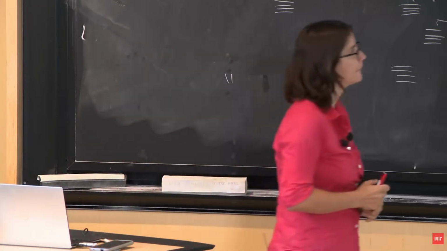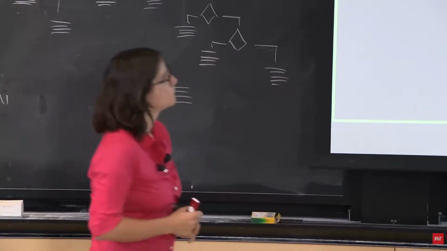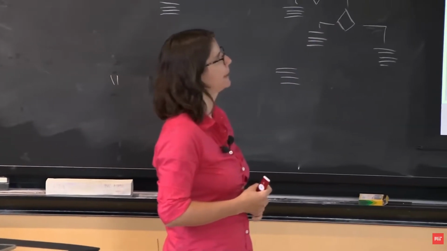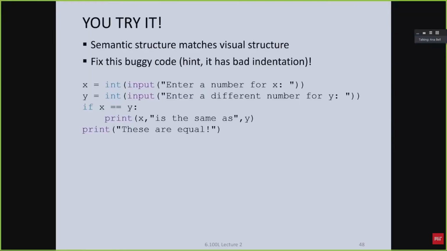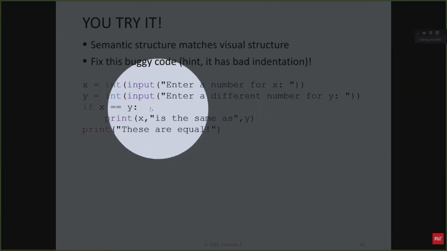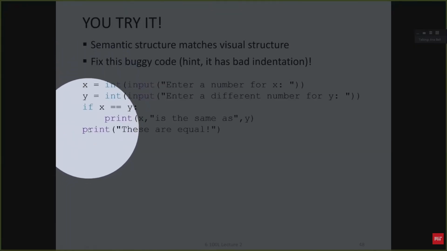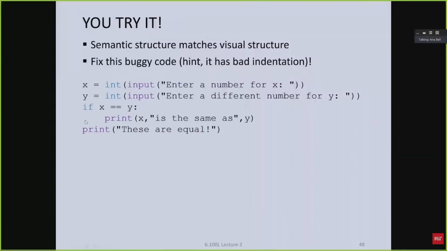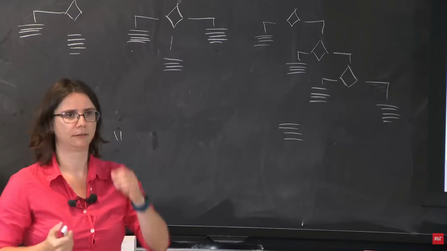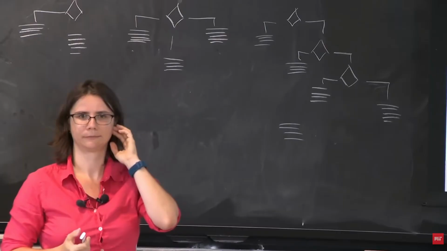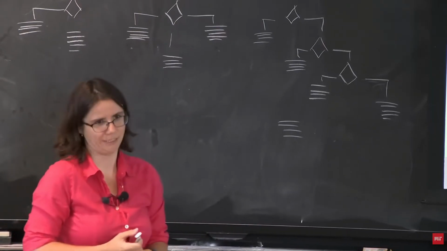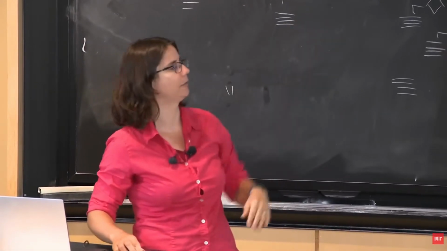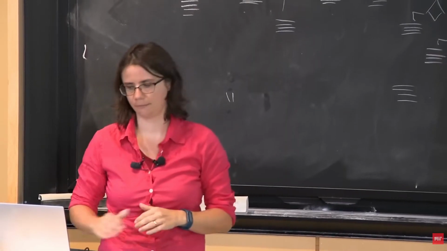Yeah? If x is not equal to y, it's still going to print these are equal, because it's not indented. Exactly. If x is not the same as y, we rejoin the rest of the program, because the indentation level of this print statement is the same as the rest of our program. So how do we fix it? Indent. Yep. We'll just indent that print statement to be at the same level as the if statement.